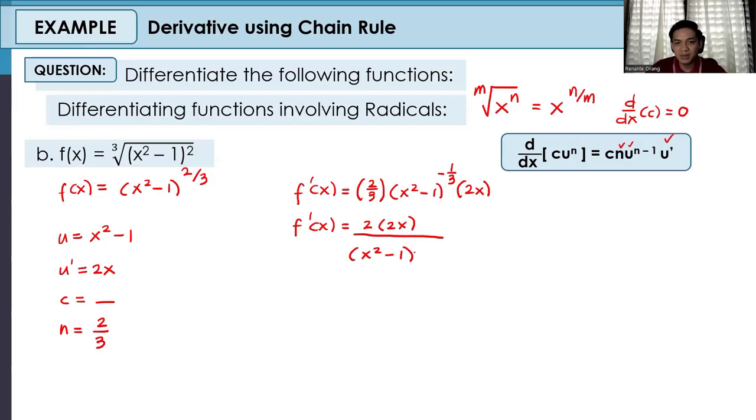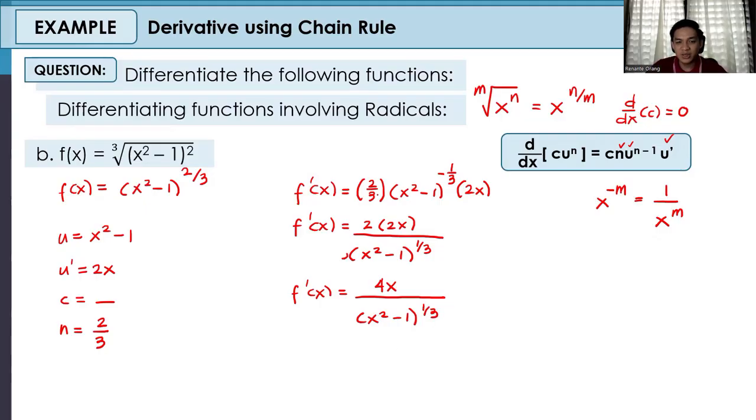So binaba natin siya, magiging positive 1/3. So sulat lang natin class, x raised to negative m is equivalent to 1 over x raised to the positive m. Ibig sabihin, if ililipat natin siya sa baba, magiging positive siya. So simplify na lang natin to, that is equivalent to 2 multiplied by 2 is 4x divided by x squared minus 1 raised to 1/3.